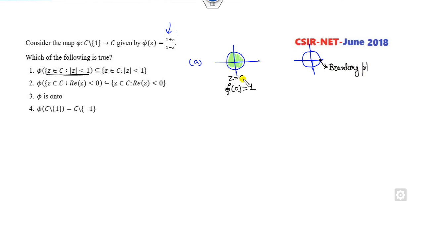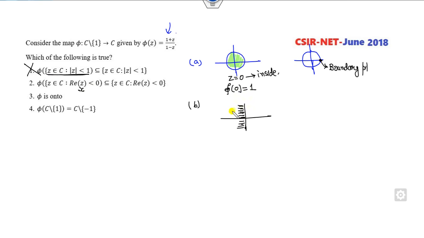Fine. But 0 is my inside point. So it means it is not a subset of this, because it does not preserve that. Look at this second point. Take any point. What is the figure of this? Real part of z, that means x is negative. So x is negative is here.